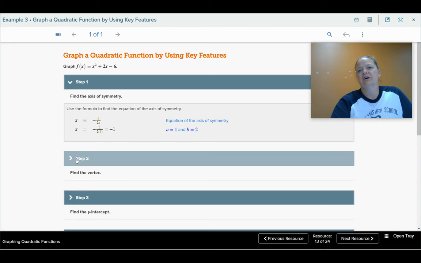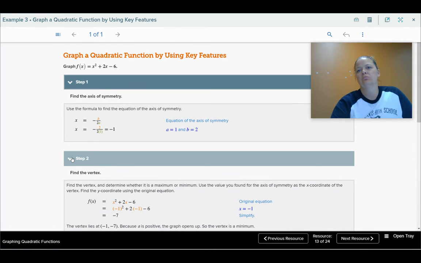Step 2 is to find the vertex. To find the vertex and determine whether it's a maximum or minimum, use the value you found for the axis of symmetry as the x-coordinate of the vertex. Find the y-coordinate using the original equation.